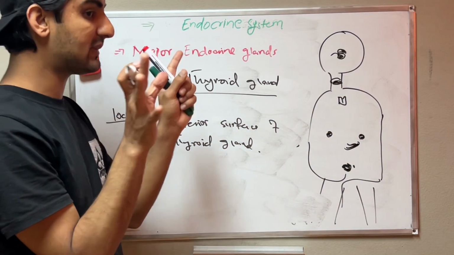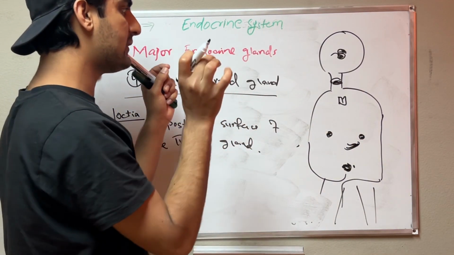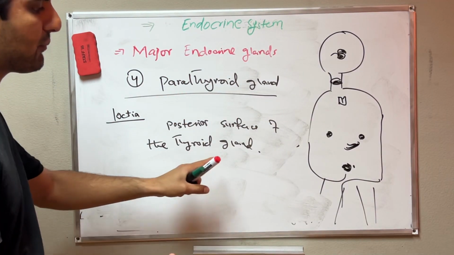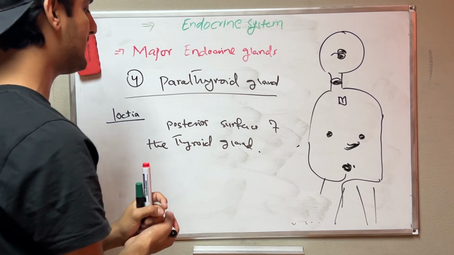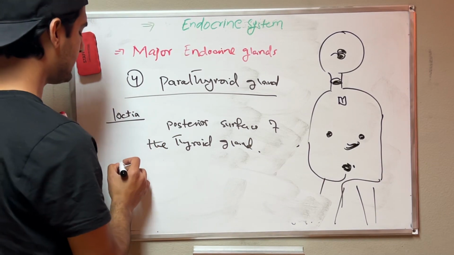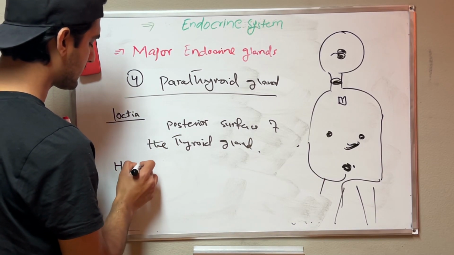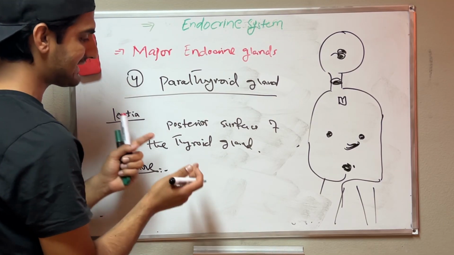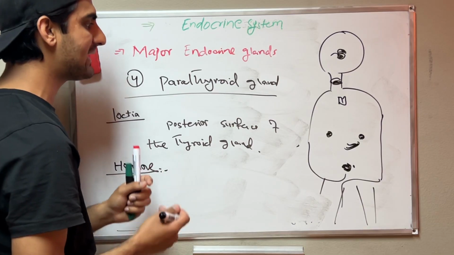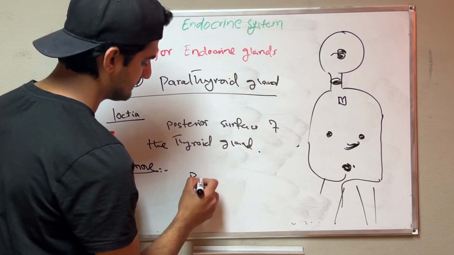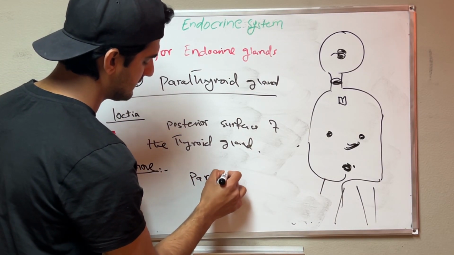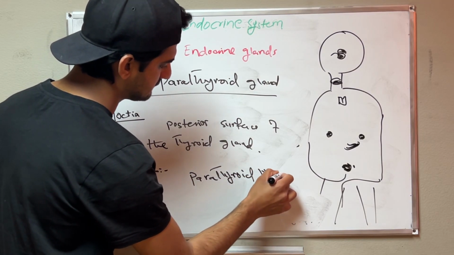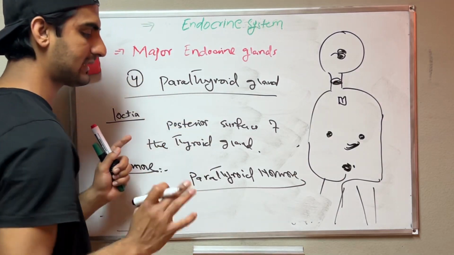The thyroid gland is butterfly shaped, and below, on the posterior surface of the thyroid gland, we have the parathyroid glands. That is the location. And if you talk about the hormone produced, the parathyroid glands release parathyroid hormone.